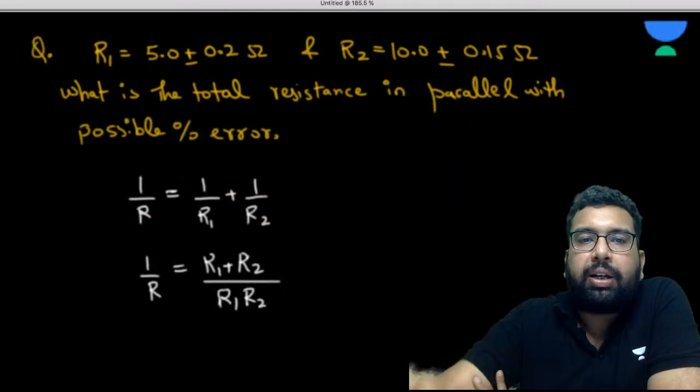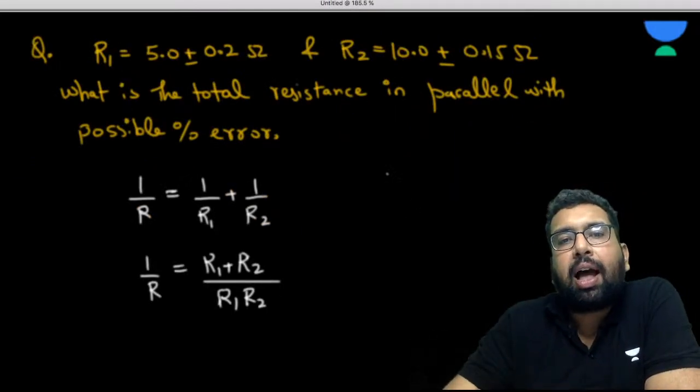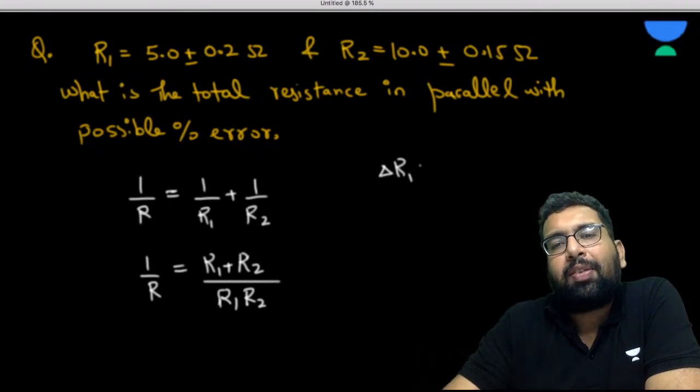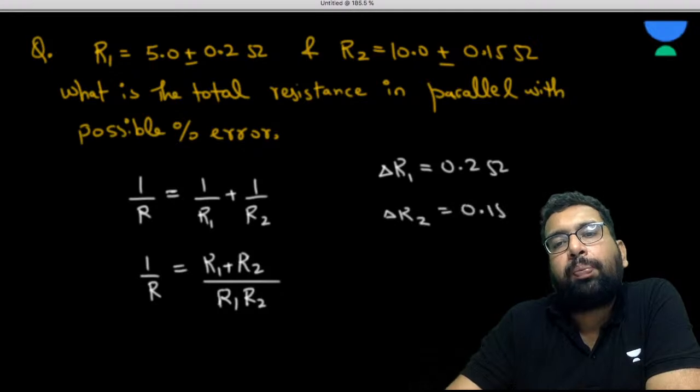Please observe. Let's read the question. So what is delta R1? Now please understand this, very very important. Delta R1 is clearly 0.2 ohm. What is delta R2? It is 0.15 ohm. Now, what is delta R1 plus R2?